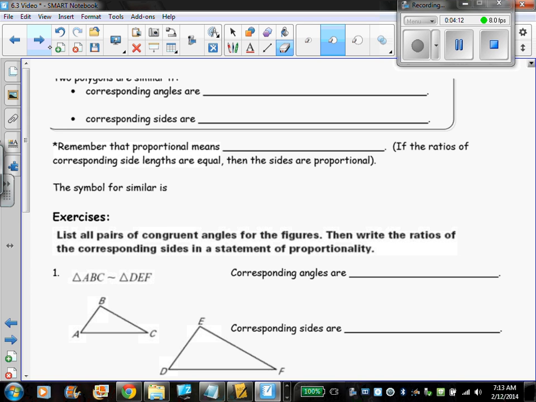So, as it says at the top of the second side of your note sheet, two polygons are similar if corresponding angles are congruent and corresponding sides are proportional. And what proportional means is two equal fractions.